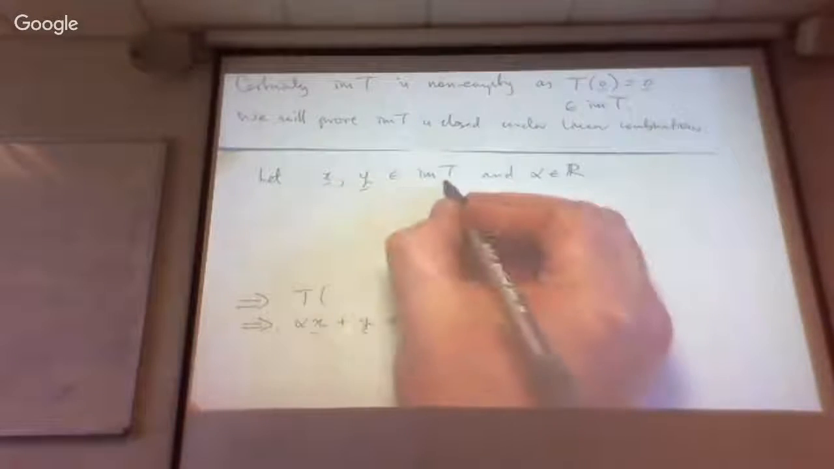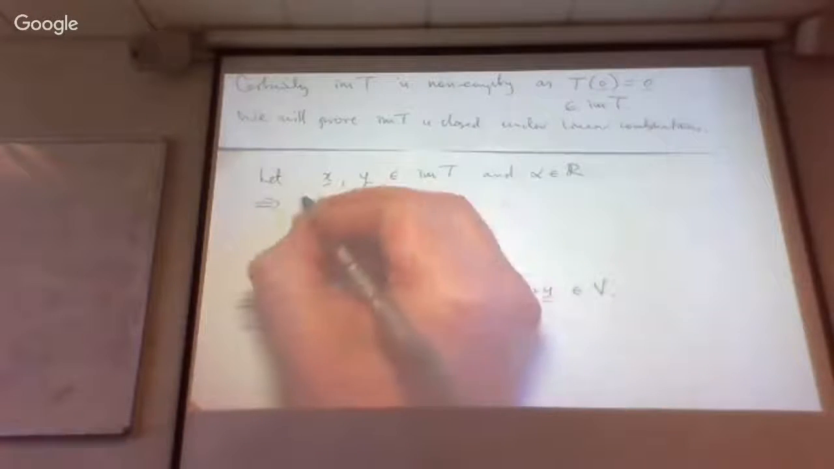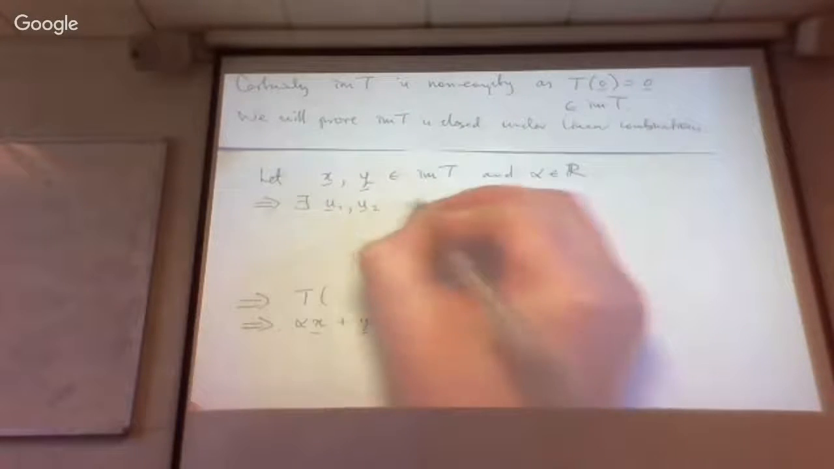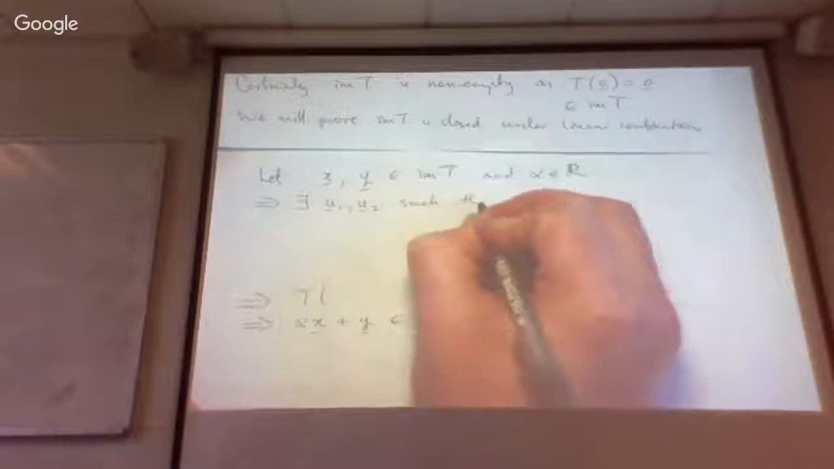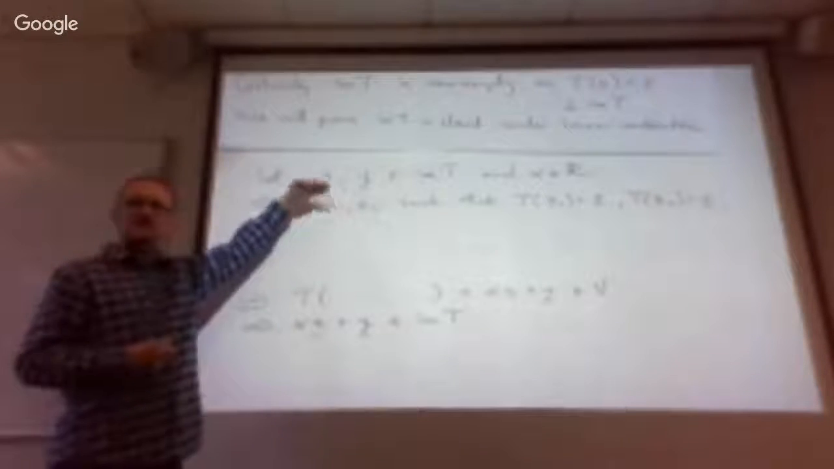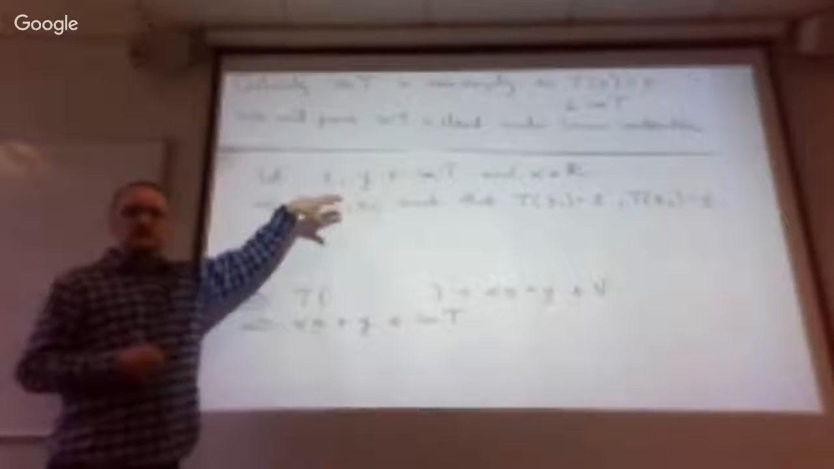But what does it mean to be in the image? To be in the image, it means there exist vectors u1 and u2 such that T of u1 is equal to the vector x, and T of u2 is equal to the vector y. That's what it means to be in the image. You've got to make that connection. You've got to get that condition down on the page.